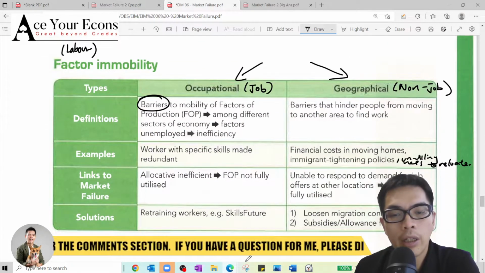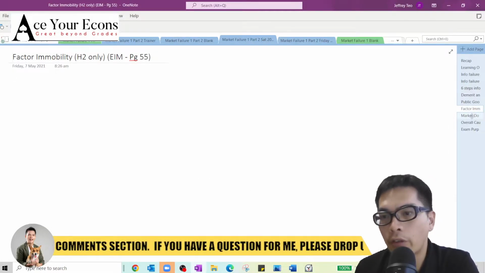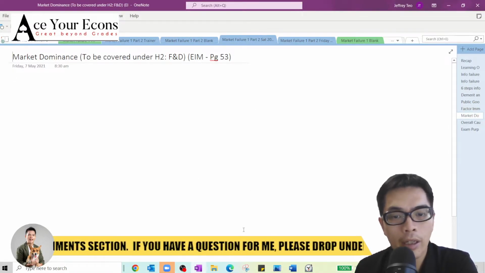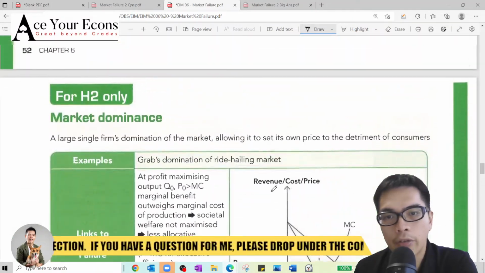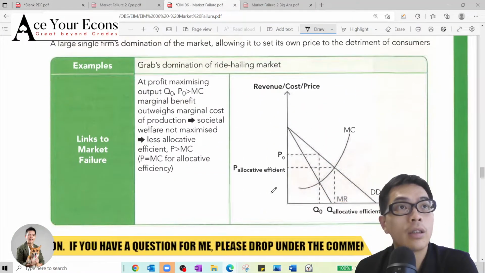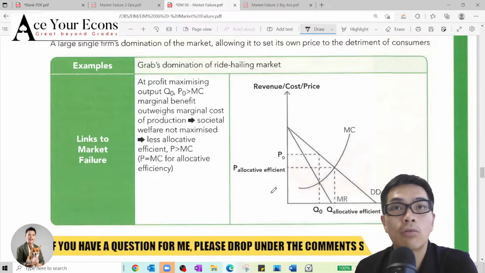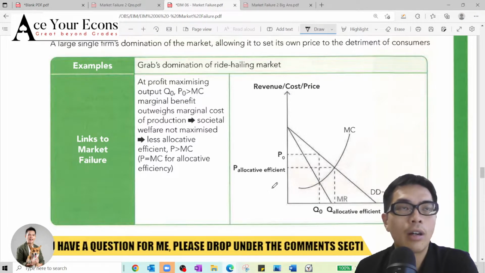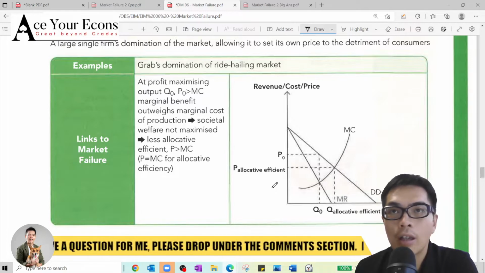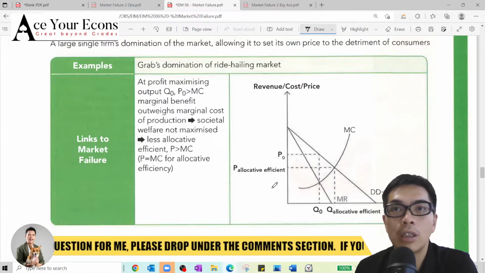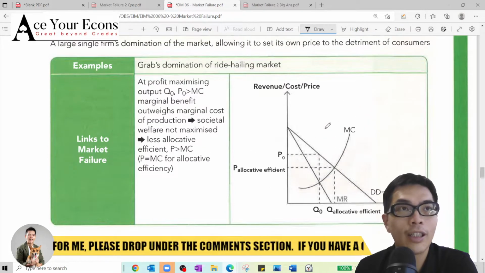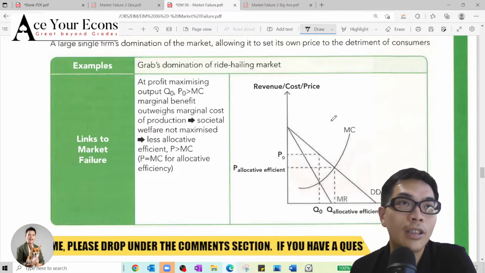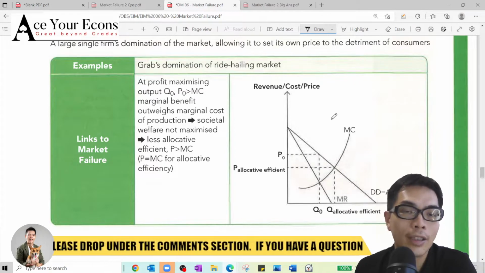Alright, I'm going to quickly touch on the last one. For my second year students, you may want to look out for page 53. Page 53 is on market dominance. A lot of my second year students struggle really badly with that. So I'm not going to cover this now. I'm going to cover this in term 3. So for my second year students, please make time for firms and decision in term 3. Please come back for revision classes.